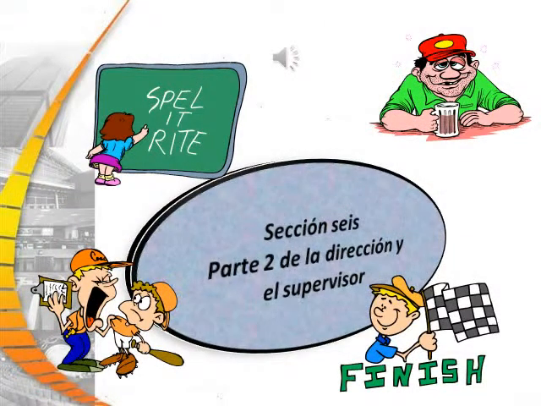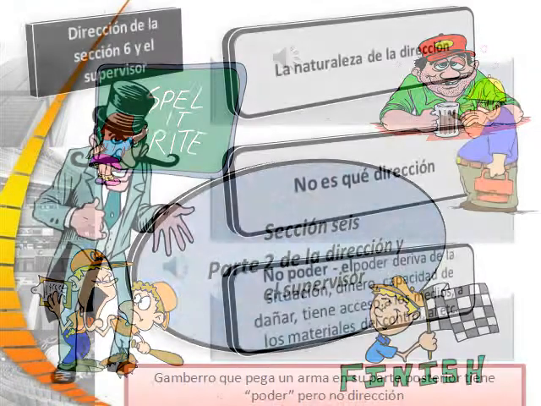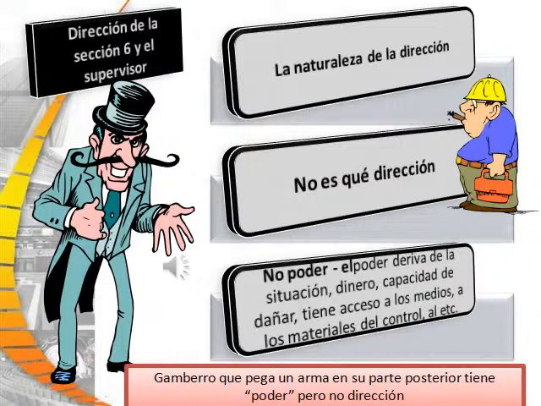Section 6, Leadership, Part 2, and the Supervisor. What leadership is not? Leadership is not power. Power derives from status, money, ability to harm, access to media, control of materials, etc. A thug who sticks a gun in your back has power but does not have leadership.